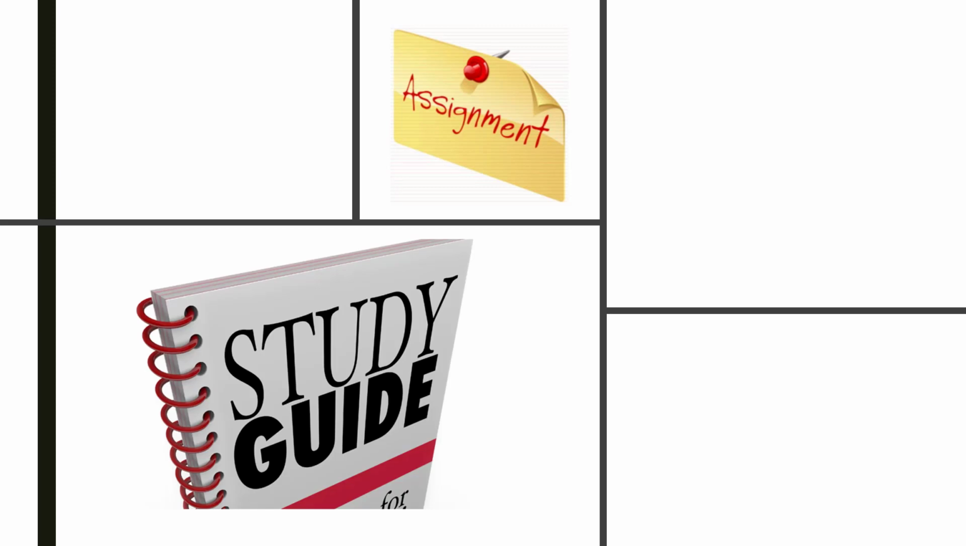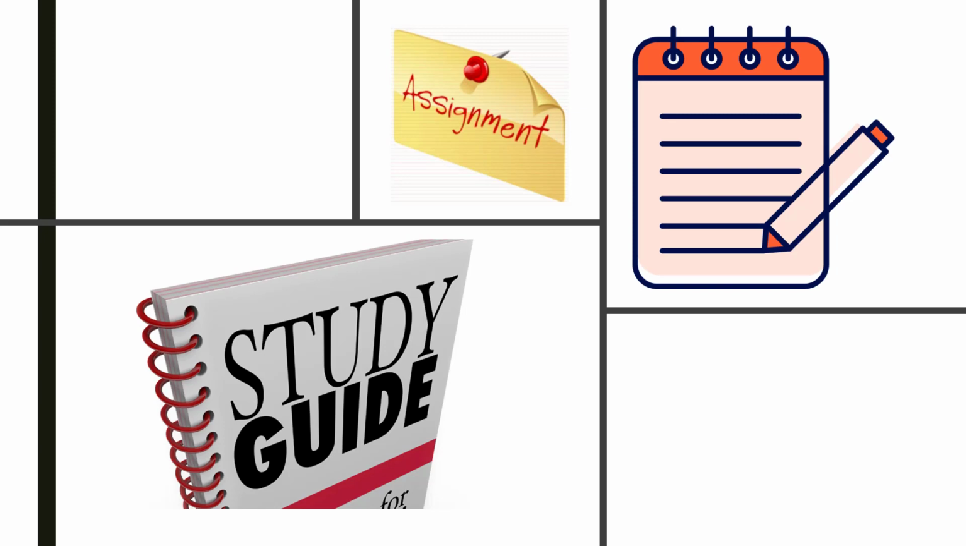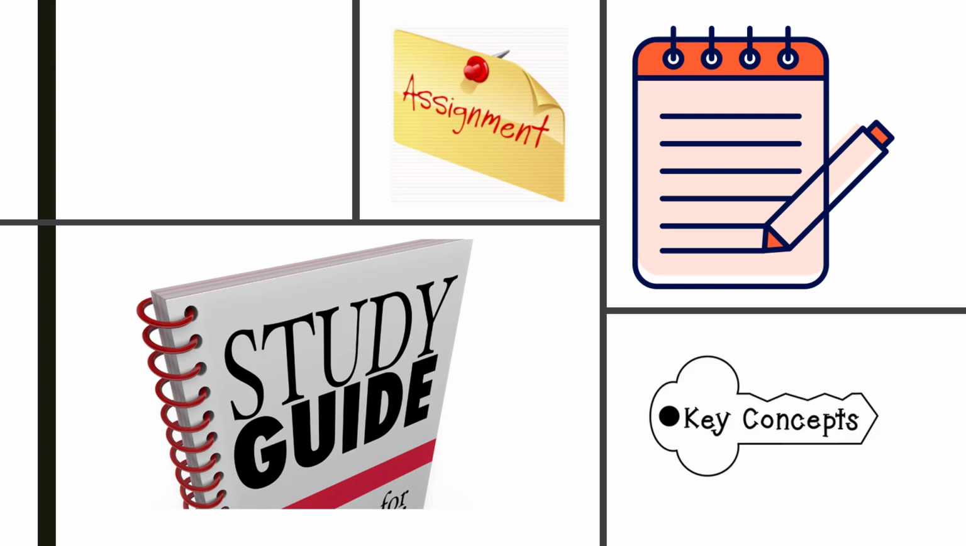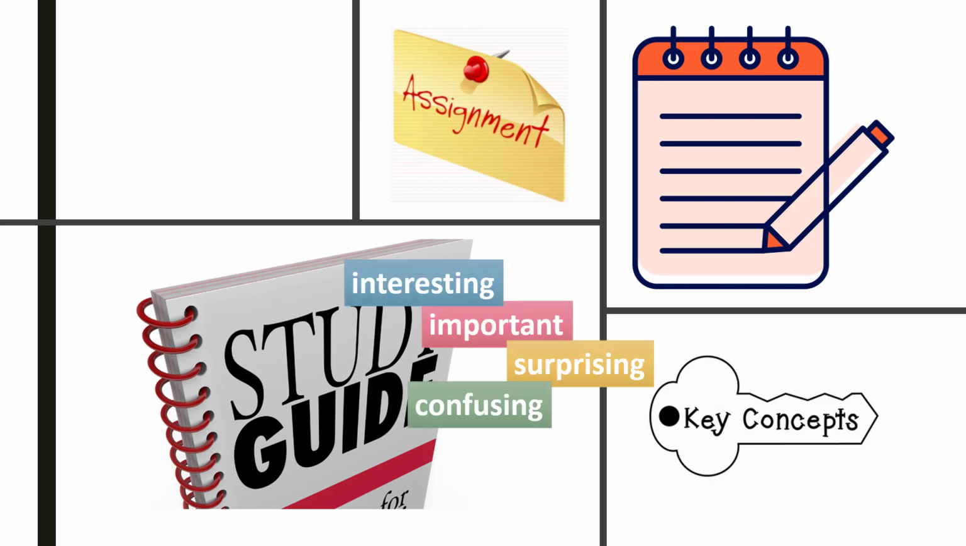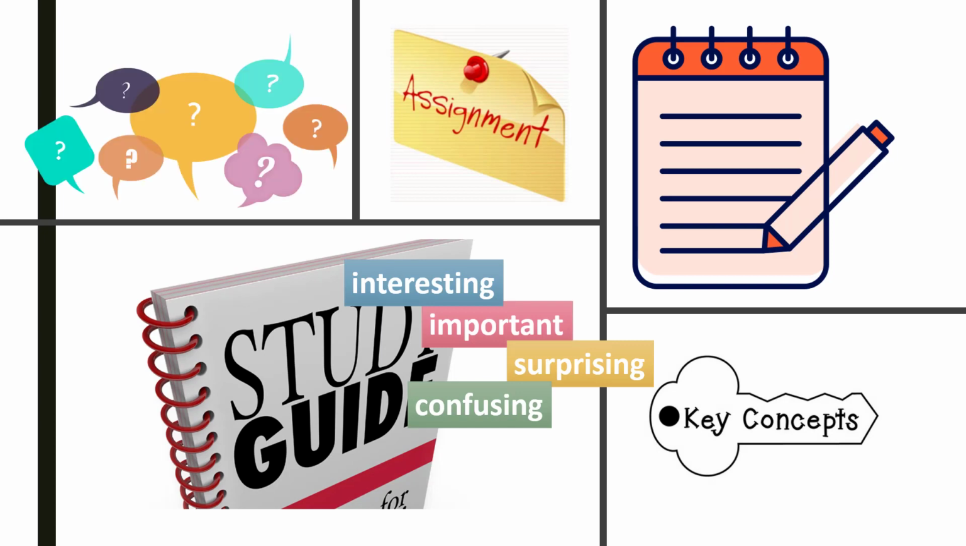When you read the study guide, make a few notes as you go. Write down in your words some of the key concepts that jump out at you as interesting, important, surprising, or confusing. Also write down questions that occur to you. What do you agree or disagree with, and why? What do you find surprising or confusing, and why?